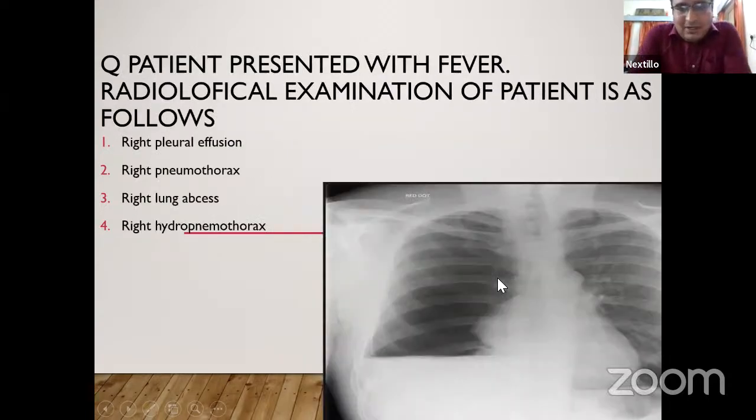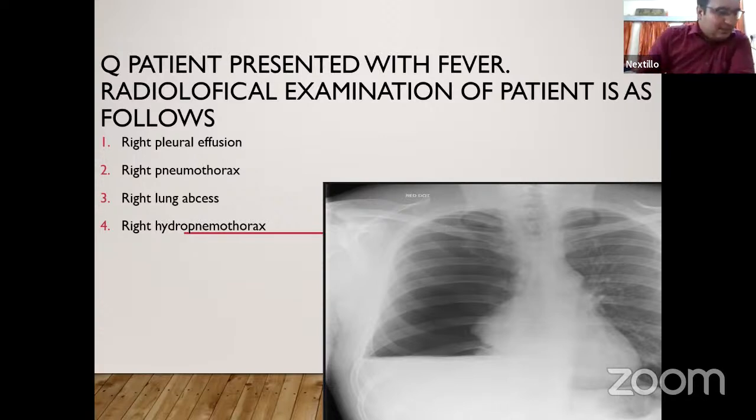Now look at this one. Here the patient is presented with fever. Radiological examination of the patient is as follows. Now think about it. Look at this X-ray properly. I'm giving you a minute. Just think about it. The options are right pleural effusion, right pneumothorax, right lung abscess, right hydropneumothorax. These are your four options. Now start giving answers. I'm waiting.